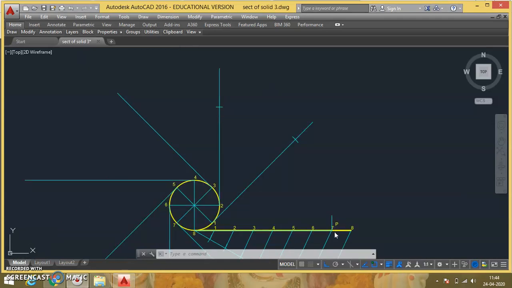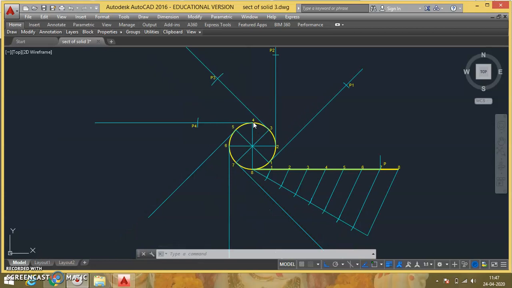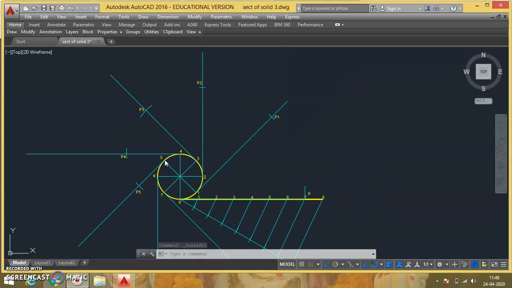As I said, take the P to 2 distance, put it here and just mark the arc. Similarly, I will take the P to 3 distance in the compass, put it at 3 and mark the arc. So here I got point P3. Same way I can take the P to 4 distance, put it at 4 and mark point P4. Similarly, I will take the P to 5 distance in the compass, put it at 5 and mark P5.